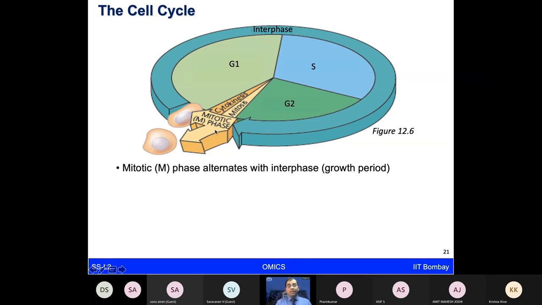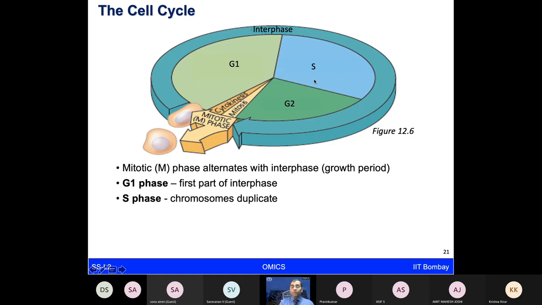So the mitotic phase is going to alternate with the interphase, or the growth period. And now we have three different phases. G1 is important as the first phase of the interphase. S phase is where all the nuclear material, the chromosomes, get duplicated. And G2 is the last phase of the interphase. This is the place where the cell starts preparing for the division to happen. Now it makes a sufficient amount of chromatin and chromosome material so that the cell has sufficient nuclear material to get divided into two parts. And the last part is ensuring that we are really ready to go for the mitotic phase.